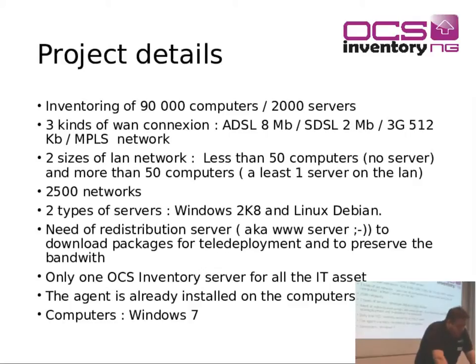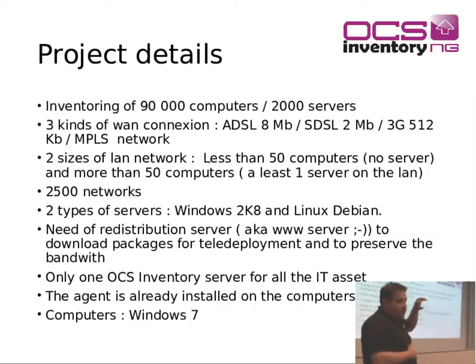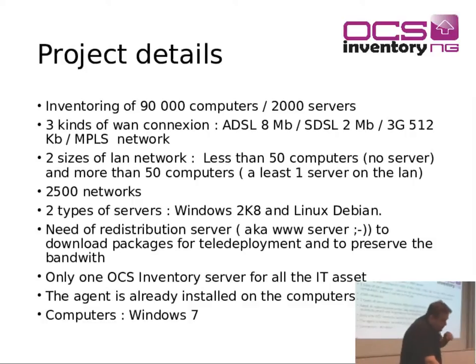The main purpose is, for the big network, which has one server on the LAN, we need a redistribution server. A redistribution server, in the OCS feature, is a mirror for the packages to be deployed on the LAN. So you have a national OCS server, and for the big LAN we have a mirror of the packages, which means the agent of the LAN will connect directly to the server to download the packages, not directly to the national server, to gain bandwidth. But the main feature is to use only one OCS server for the whole company, one national OCS server.